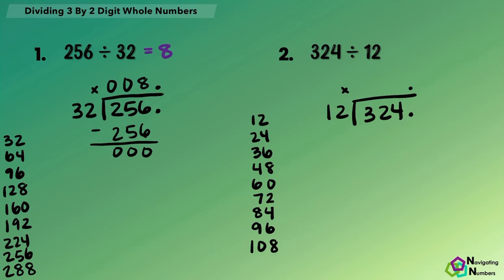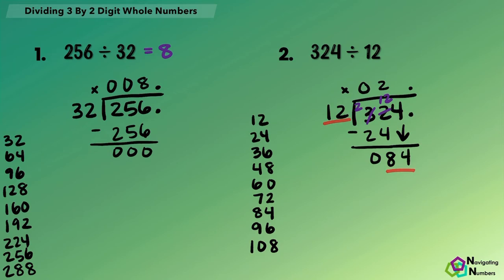Okay, so 12 goes into 3, 0 times. 12 goes into 32, 1, 2, and it does not go in 3 times. It goes in 2 times. 12 times 2 is 24. So 32 minus 24. We have 2 minus 4. We can't do that. Borrow from the 3. That becomes a 2. The 2 becomes a 12. So we have 12 minus 4 is 8. And 2 minus 2 is 0. Bring down the 4.